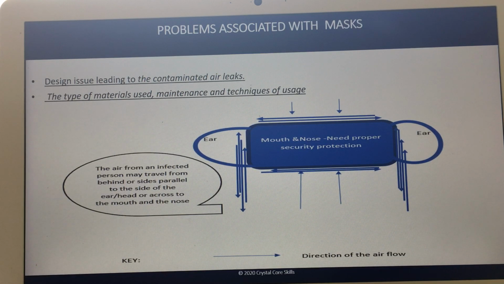The second problem is the type of material used to make the mask. The mask may be made from materials that may not be geometrically correct. For example, the material may have some surfaces that contain particles which may be detrimental to your health. So breathing in those particles may cause some health issues either in the short run or in the long run, depending on the severity of the particles.